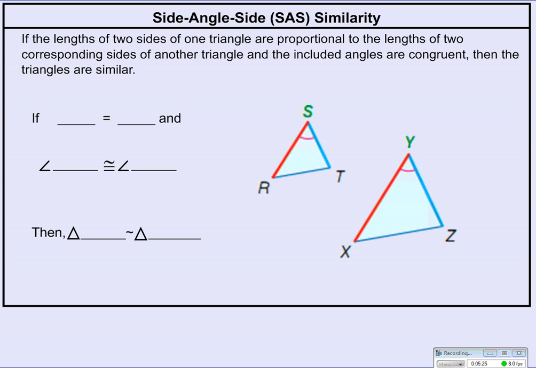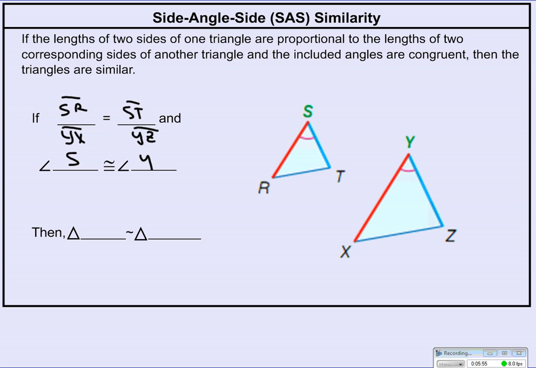So one final piece, side, angle, side. Now, it's different than congruence. You have to show that the two angles are congruent. Oops, sorry. I want this one. Angle S and angle Y. And you've got to show that the two sides are in proportion. So SR and YX. And you've also got to show ST and YZ.